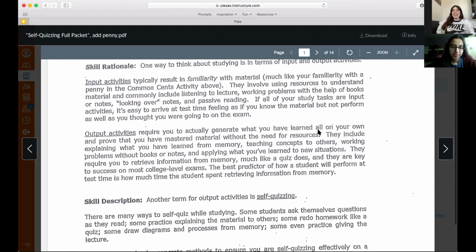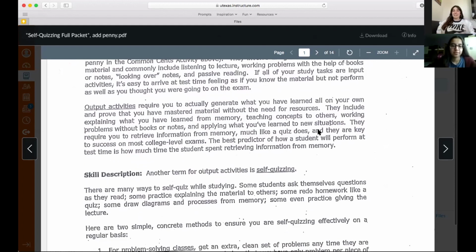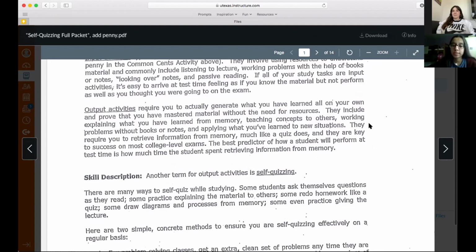So go ahead and now read the blurb for output activities. Output activities require you to actually generate what you have learned all on your own and prove that you have mastered material without the need for resources. They include explaining what you have learned from memory, teaching concepts to others, working problems without books or notes, and applying what you've learned to new situations. They require you to retrieve information from memory, much like a quiz does, and they are key to success on most college level exams. The best predictor of how a student will perform at test time is how much time the student spent retrieving information from memory.